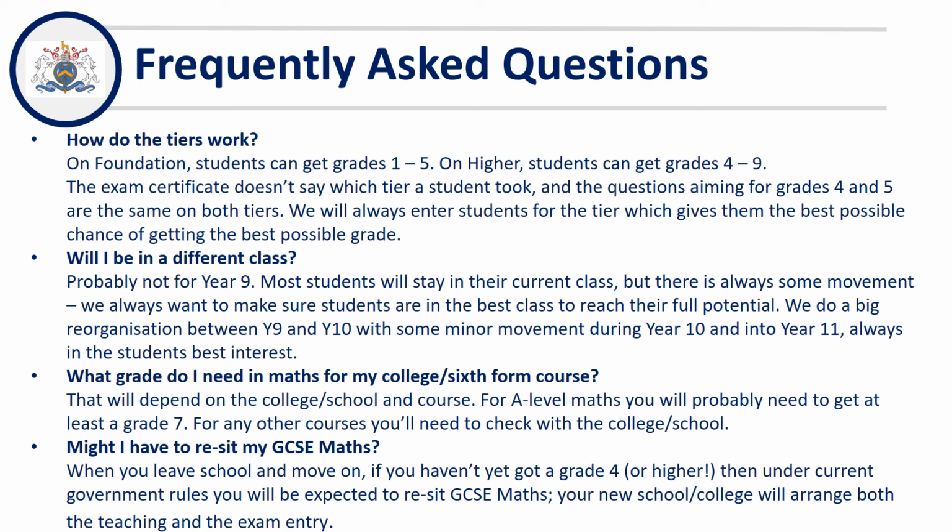What grade do I need in my maths for my college or sixth form course? So that will depend on your college or school and the course in question. For A-level maths, you will probably need to get at least a grade 7. Might I have to resit my GCSE Maths? So when you finish school, if you haven't got a grade 4 or higher, then under the current government rules, you'll be expected to resit GCSE Maths at your new school or college, which they will arrange the details for.